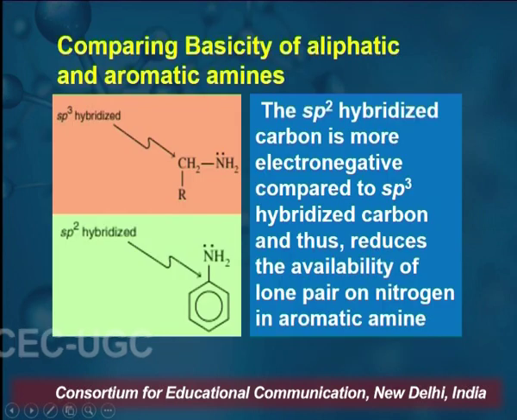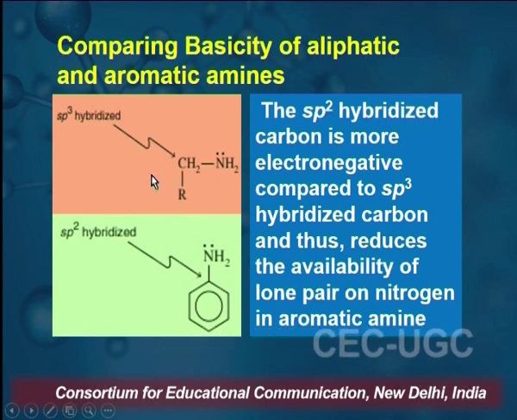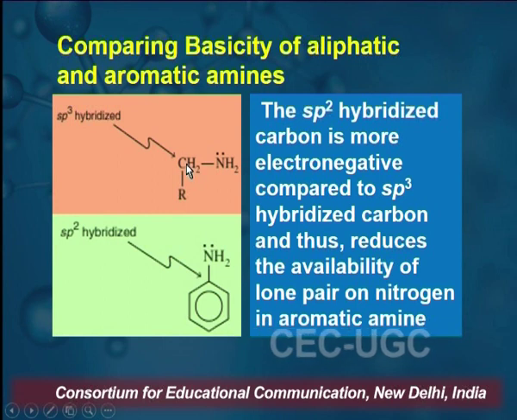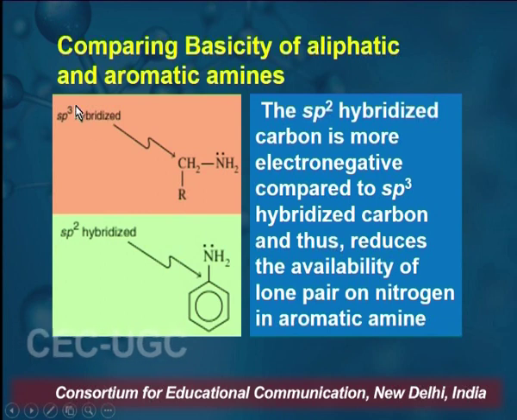Now, let us compare the basicity of aliphatic and aromatic amines. Both are amines. What is the difference in the two? Now, in case of aliphatic amines, the carbon to which the NH2 group is attached is sp3 hybridized, whereas in case of aromatic amines, the NH2 group is directly attached to the benzene ring and the carbons of the benzene ring are sp2 hybridized. sp2 hybridized carbon is more electronegative than sp3 hybridized carbon.